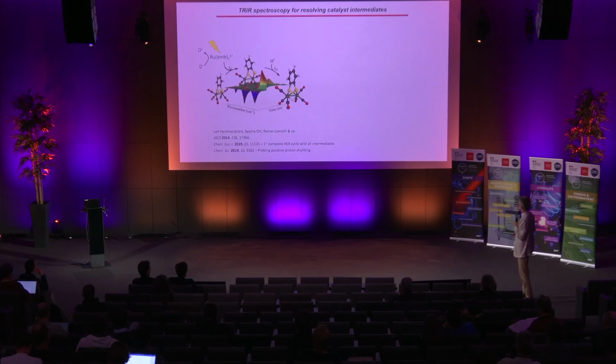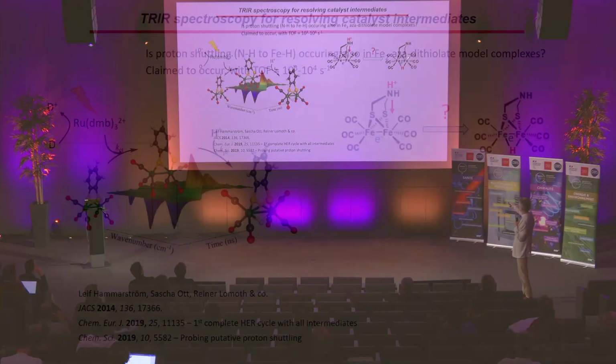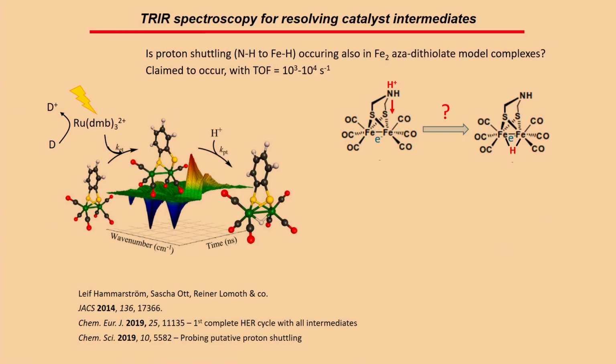And one of them is this. Looks very similar. And the question is, this nitron, protonated nitron, is it able to form these hydride species? Initially, it could be a terminal hydride, and then swings back to bridging hydrides.